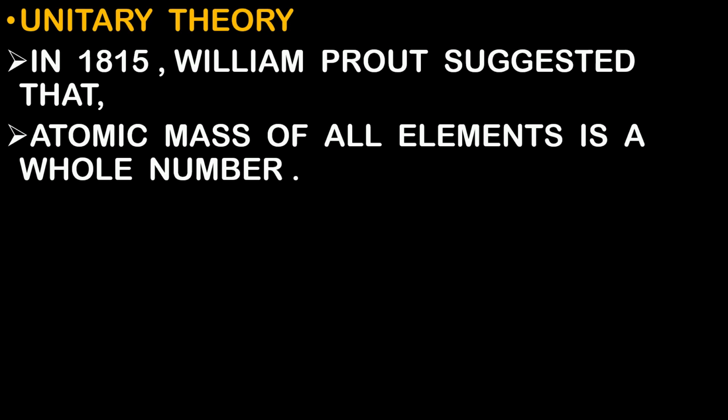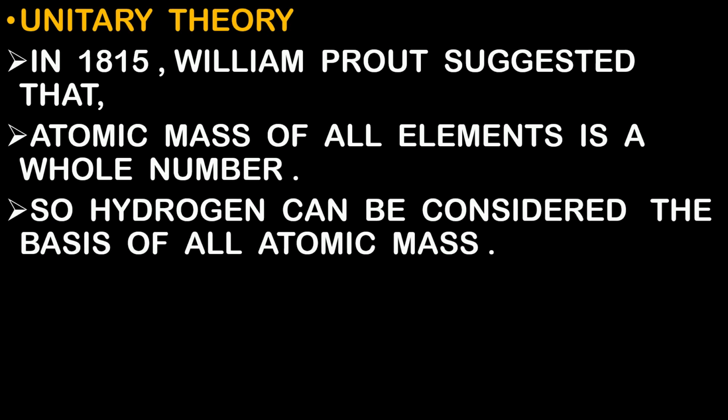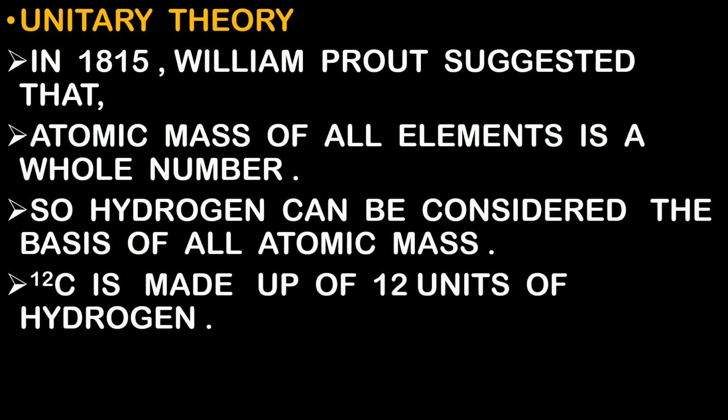So what William Prout said was that all the elements have an atomic mass which is a whole number. And as we all know, the atomic mass of hydrogen is 1. So he said that hydrogen can be considered the basis of all atomic mass. Now what is the meaning of this? He said that C12, a carbon atom whose atomic mass is 12, is made up of 12 units of hydrogen.